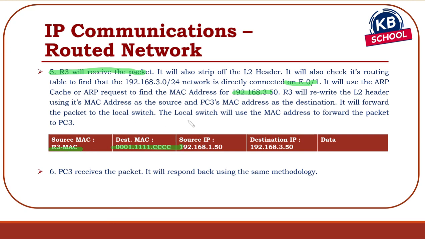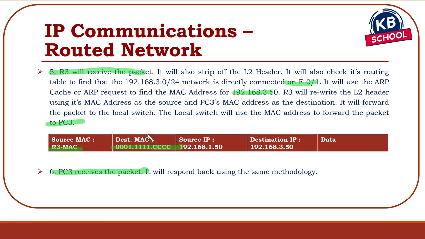And I'll forward the packet there. The local switch will use the MAC address to forward the packet to PC3. Once PC3 receives the packet, the PC will respond back. And that's how the packet, the frame looks like as it travels through a routed network.